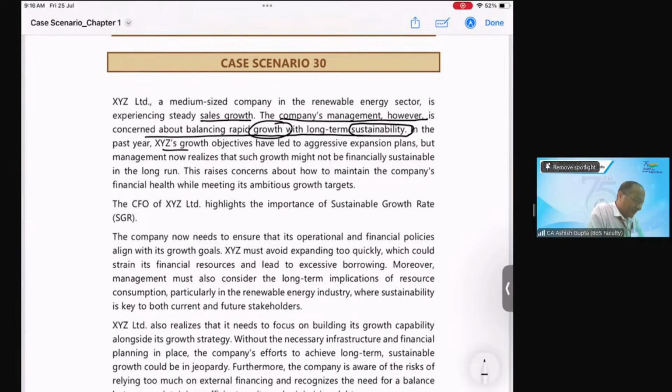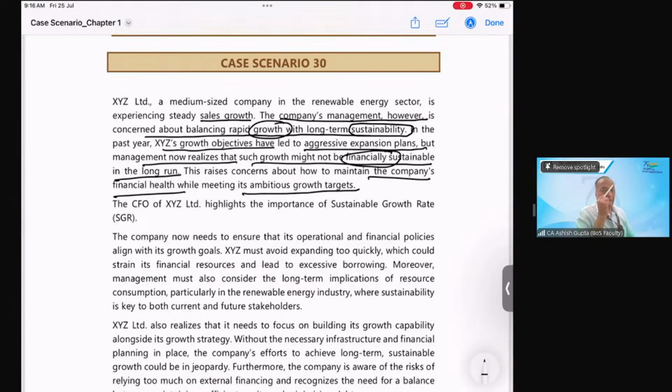The past year's XYZ growth objective has led to aggressive expansion plans, but management now realizes that such growth might not be financially sustainable in the long run. So we have to see whether it will be financially maintainable, sustainable or not. This raises concern about how to maintain the company's financial health while meeting its ambitious growth targets.